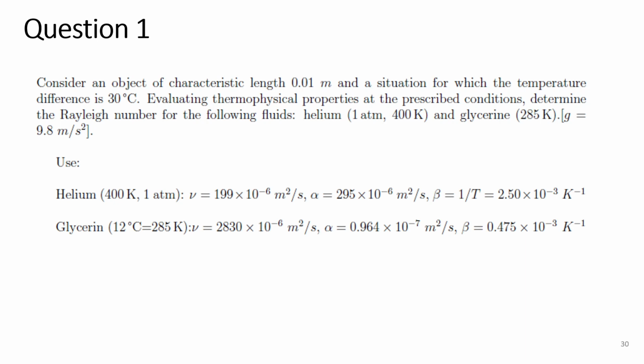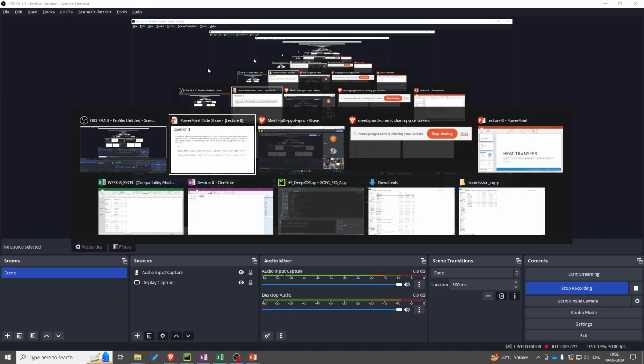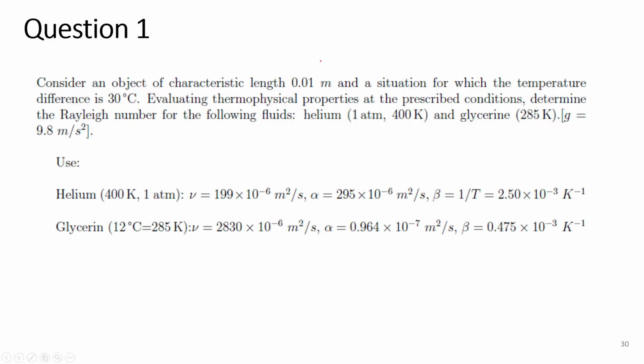So this is the first question and it is very straightforward. We have been given: consider an object of characteristic length 0.01 meter and a situation for which the temperature difference is 30 degrees Celsius. Evaluating thermophysical properties at the prescribed condition, determine the Rayleigh number for the following fluids. That is, we have been given helium at 1 atmosphere and 400 Kelvin, and glycerin at 1 atmosphere and 285 Kelvin. So for this system, we have to calculate the Rayleigh number given these properties.